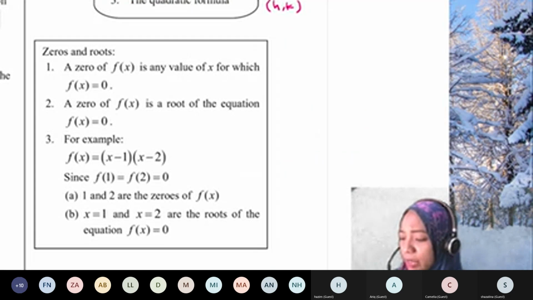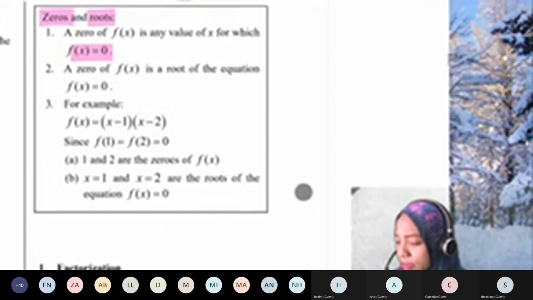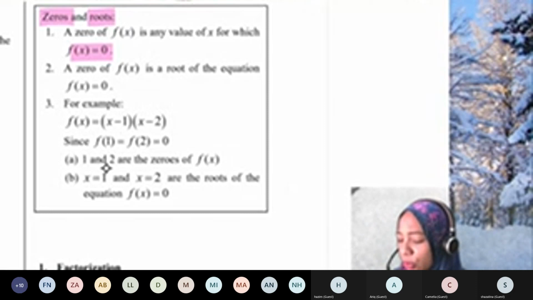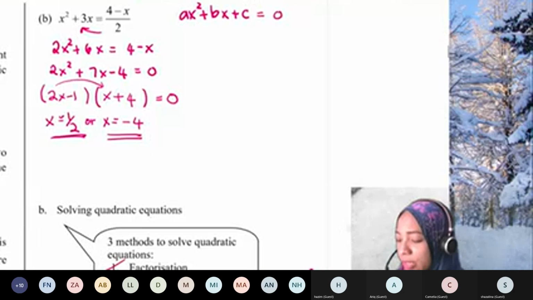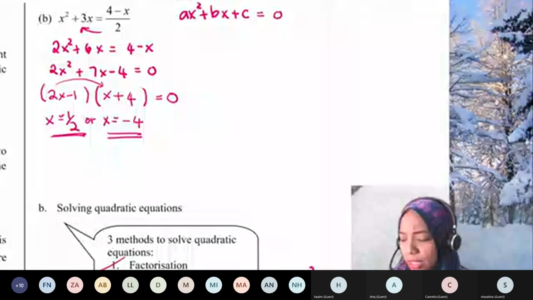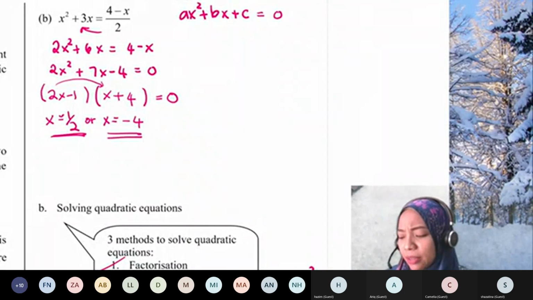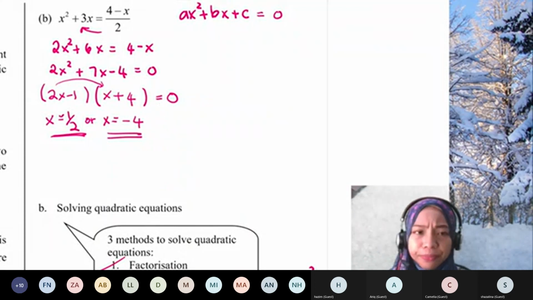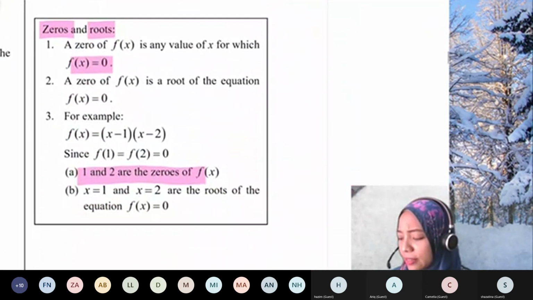Okay, what does it mean by zeros and roots? Zero is basically any value of x for which f(x) equals to 0. For example, in this one, the answers you said just now, x equals to 1, x equals to 2, 1 and 2 are the zeros. Like what we said just now, x equals to 1 over 2, x equals to negative 4 are all the zeros. Because when you substitute 1 over 2 into the equation, it will give you 0. When you substitute x equals to negative 4 into the equation, it will give you 0. That's why we call them zeros.